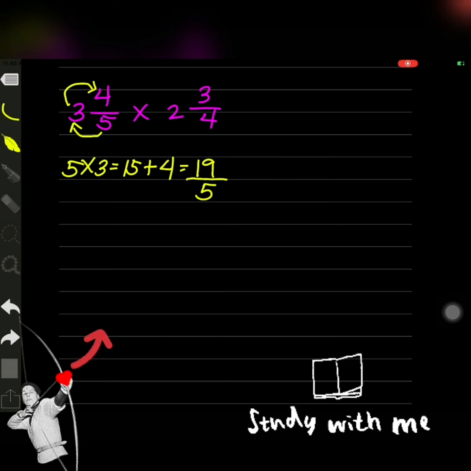We will do the same to 2 and 3/4. 4 times 2 is equal to 8. Plus 3 is equal to 11. Then we will just copy the denominator, 4. So we have here, 11 over 4.